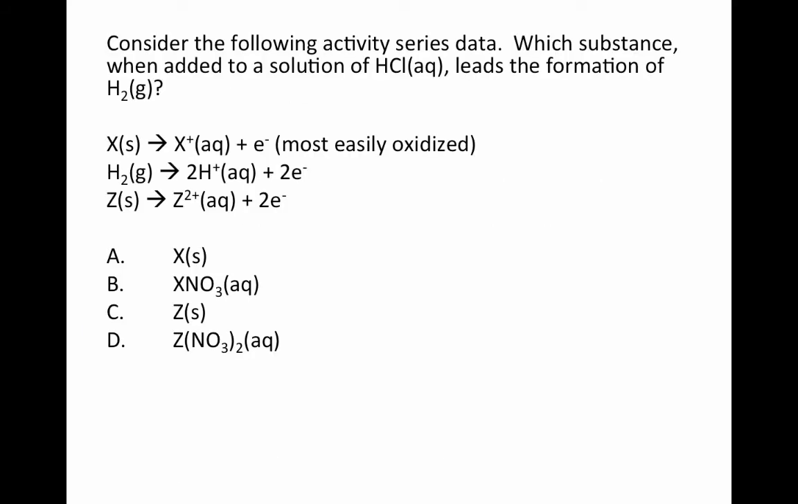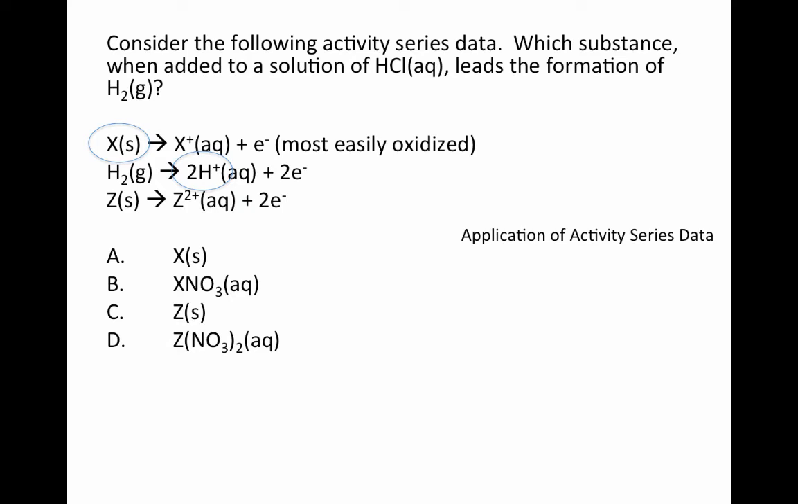This one's involving activity series data, and some information is provided, and we're trying to see which of these, when it reacts with HCl, leads to the formation of H2 gas. So we want in chapter 4 to be able to apply activity series data, interpret it, and see what's going on. Let's look at choice A.